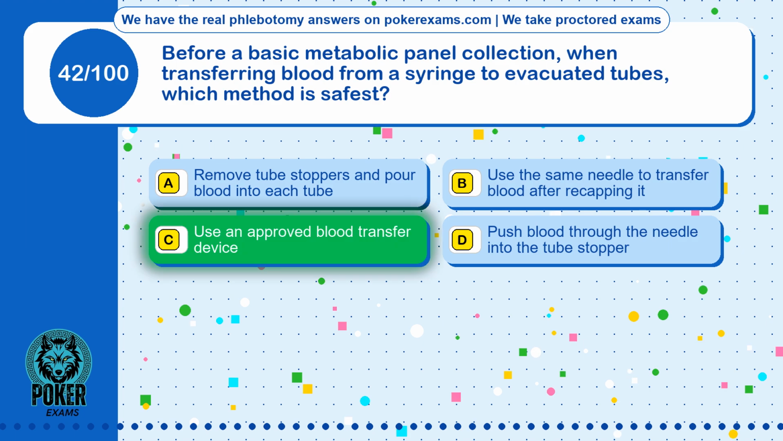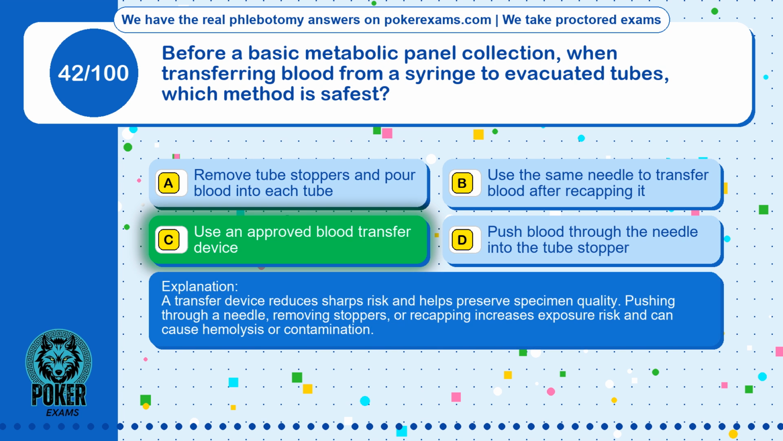The correct answer is option C. Use an approved blood transfer device. A transfer device reduces sharps risk and helps preserve specimen quality. Pushing through a needle, removing stoppers, or recapping increases exposure risk and can cause hemolysis or contamination.